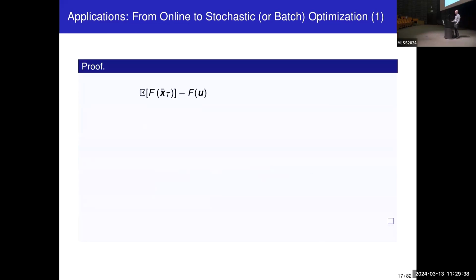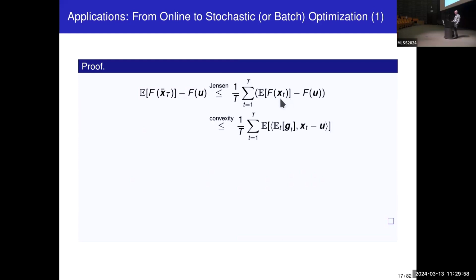Okay, the proof of this is also extremely simple. So you start from this quantity. This is the quantity that you want to upper bound. Use Jensen's inequality, because this was the average of all the iterates and the functions are convex. And so this is less than the average of the difference between f of x_t and f of u. Now, you use the fact that the function is convex and the fact that the conditional expectation of g_t is a subgradient. And so by definition of subgradient, you can upper bound this difference between function values with the inner product between this subgradient and x_t minus u.